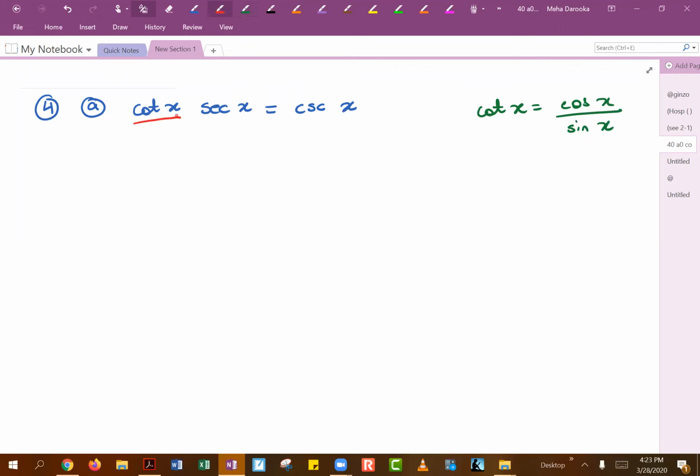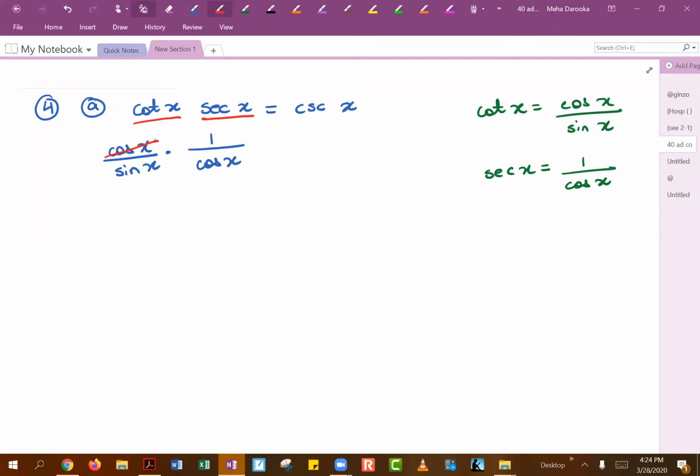So let's rewrite this. Cosine of x over sine of x. And then for the secant function, of course, you can use the reciprocal identity, because remember, you're converting these into sine and cosine functions to try and verify these identities. So secant will become 1 over cosine of x. So let's rewrite this. And remember, you're multiplying these as 1 over cosine of x.